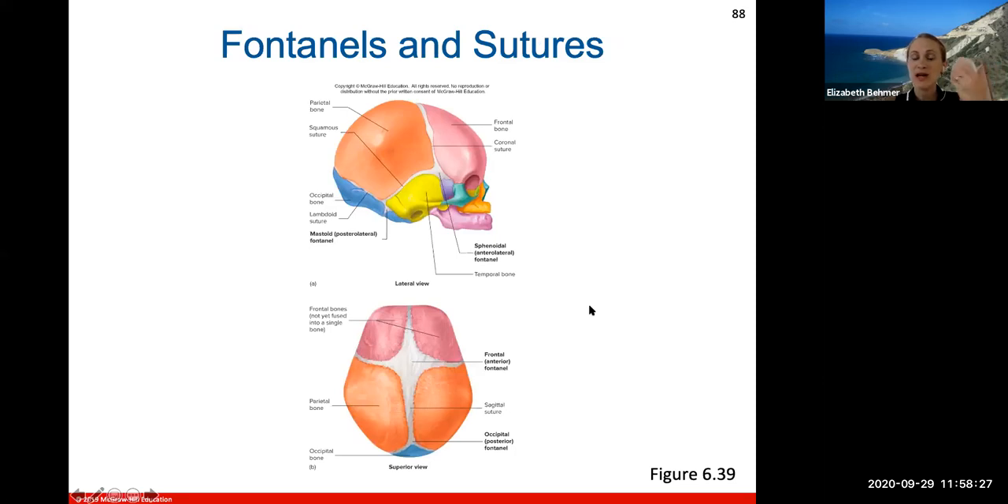Fontanelles and sutures, we talked a little bit about this last time. So this shows in an infant skull, the sutures will develop when the bones of the skull come together. So sutures are just a type of fibrous syndesmosis joint, completely immovable. And up until 12 months of age, you might see a soft spot or a fontanelle, which is an area on the skull where the bones haven't completely fused together yet to form a suture.